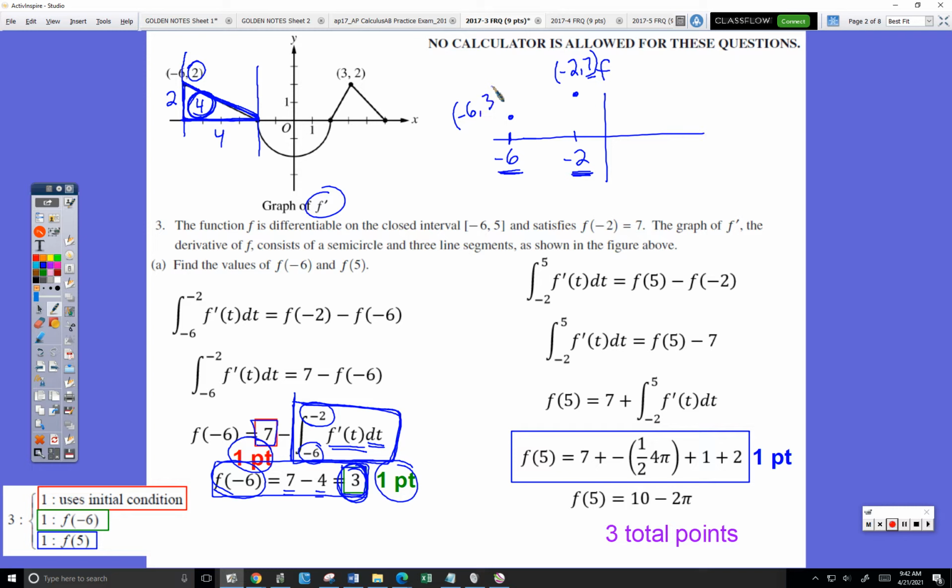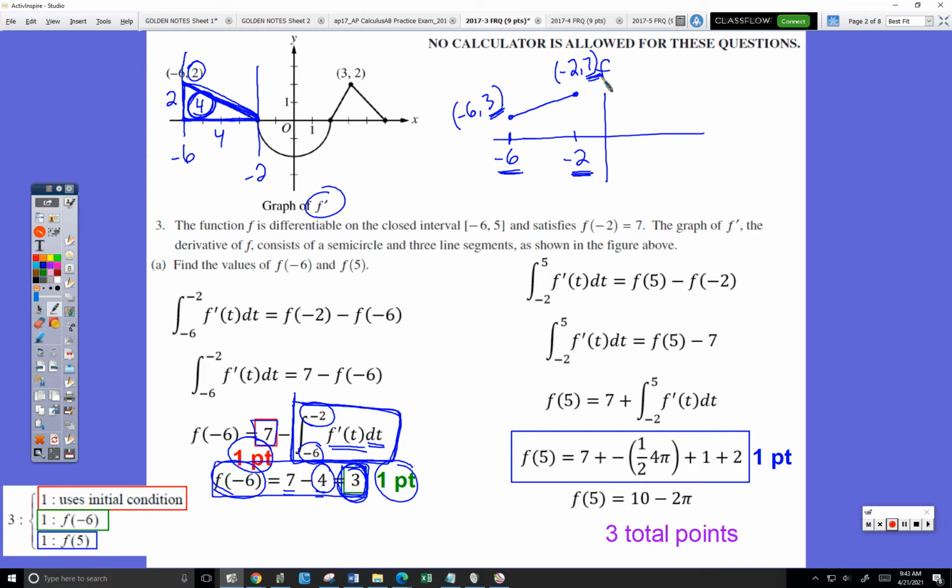Because all of these values of f prime are positive from x equal negative 6 to x equal negative 2. Therefore, f is definitely going up some way. And f's got to go from a y-coordinate of 3 to a y-coordinate of 7 because the integral's value was 4. The integral's value tells me how much f changes from this y-coordinate to this y-coordinate. So 2 points so far.